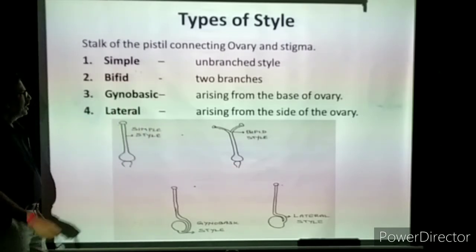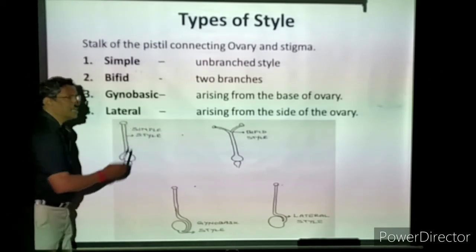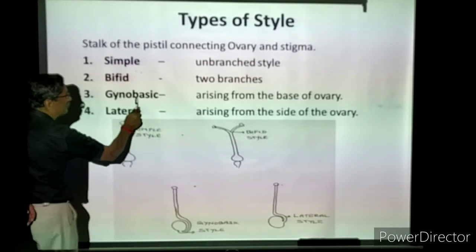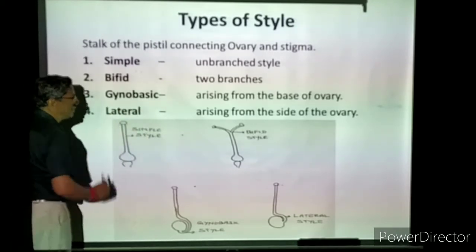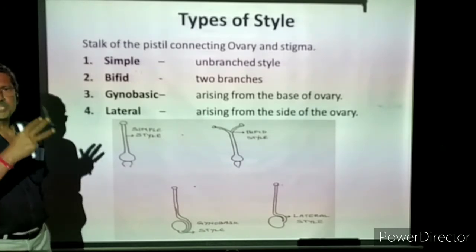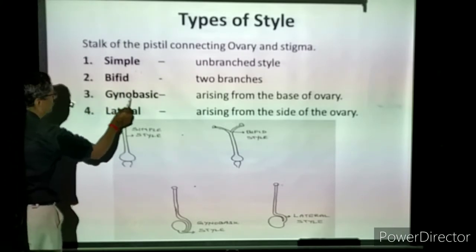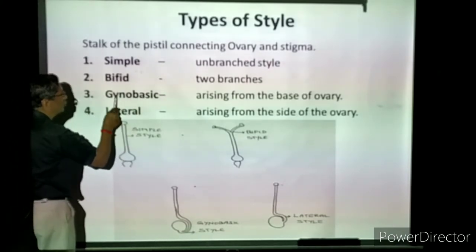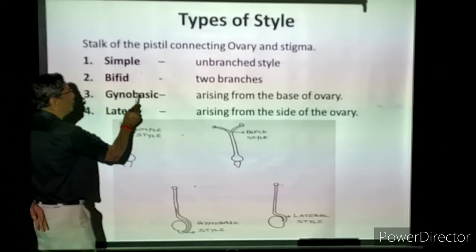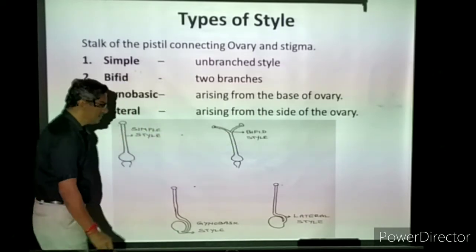Gyno-basic style. Now you have to understand what is the meaning of gyno-basic. Basic means base. Okay, base means bottom. Basic means what? Base or bottom. Gyno means gynecium. But gynecium, 3 parts are there: ovary, style, stigma. Now ovary is very important part. So gyno means ovary. Base, ovary. Ovary base. That we are understanding from this. Gyno-basic style. That means the style is arising from the base of the ovary.